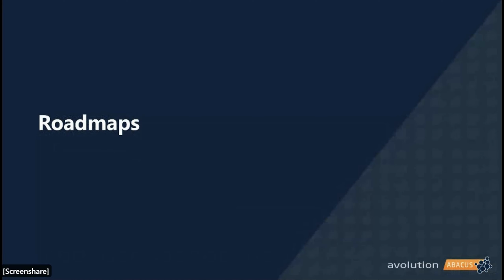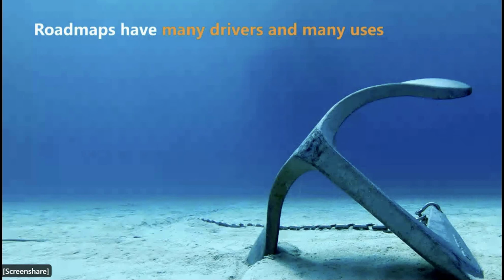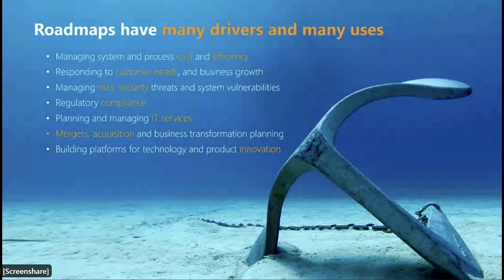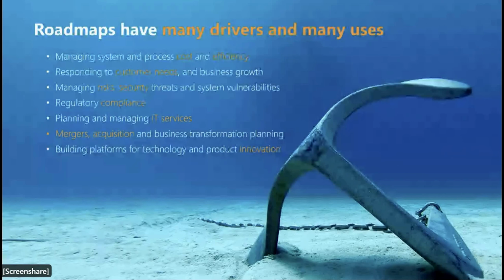I'm going to start out with roadmaps. Road mapping is key to improving the enterprise. Roadmaps can have many drivers and uses, such as increasing efficiency and reducing cost, responding to customer needs, and managing risks and security or compliance, and more. Through road mapping, we build a plan for what needs to be updated, retired, or implemented.